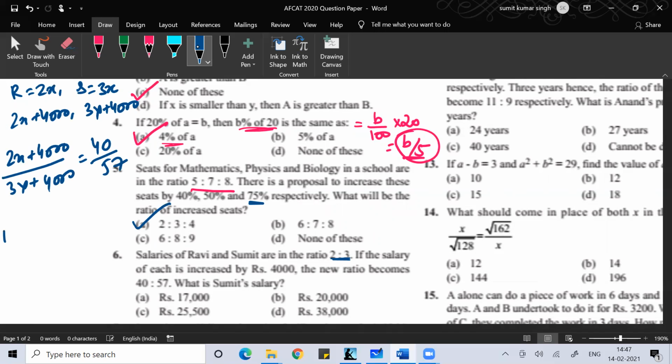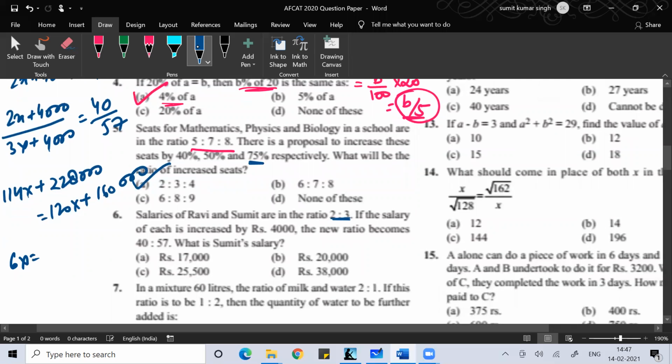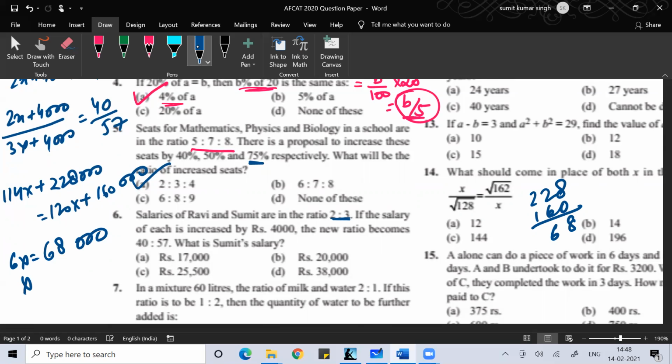So cross multiply. So 114x plus 228,000 is equal to 120x plus 160,000. Okay, so you can say 6x is equal to 228 minus 160. 228 minus 160, how much you get? 68, no? 68,000. So x is equal to 34,000 divided by 3.